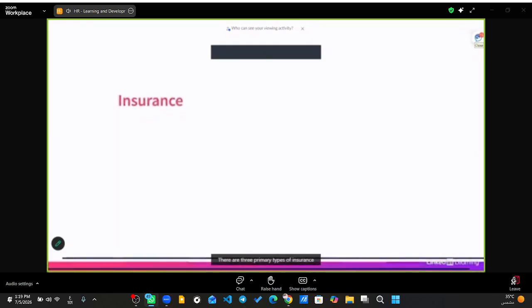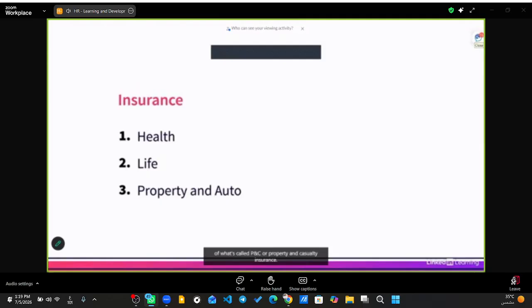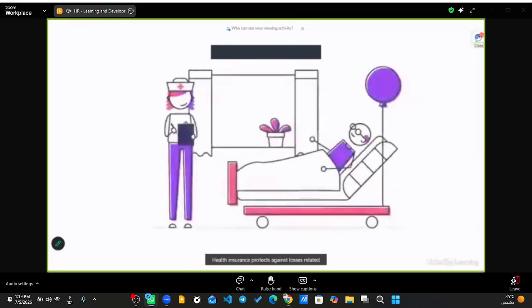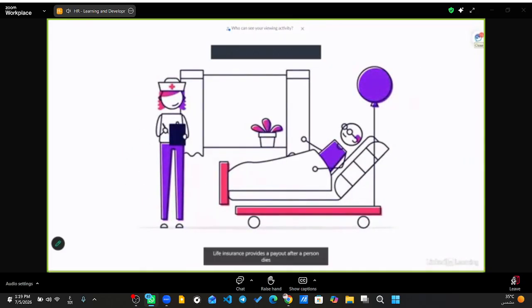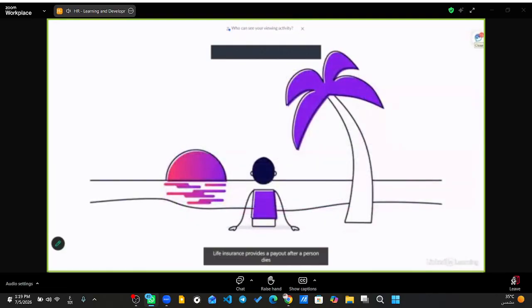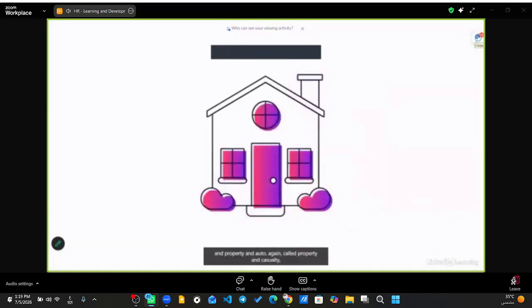There are three primary types of insurance that you should be aware of and use as a way to hedge your risk in your finances: health insurance, life insurance, and property and auto insurance, which fall under the general bundle of what's called P&C, or property and casualty insurance. Health insurance protects against losses related to a person's health. Life insurance provides a payout after a person dies and helps to provide for the deceased's family. And property and auto, again called property and casualty, protects in the event of a disaster that damages one's property.